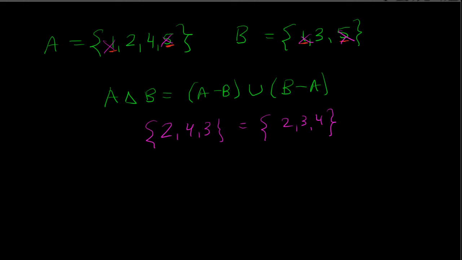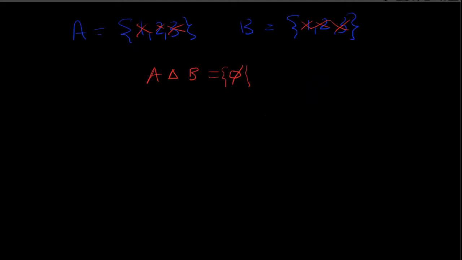So it actually turns out to be very simple. So let's look at another example. If I have 1, 2, 3 and 1, 2, 3, I ignore all the numbers that they have in common. So the symmetric difference is just the empty set. So that one was a little tricky.